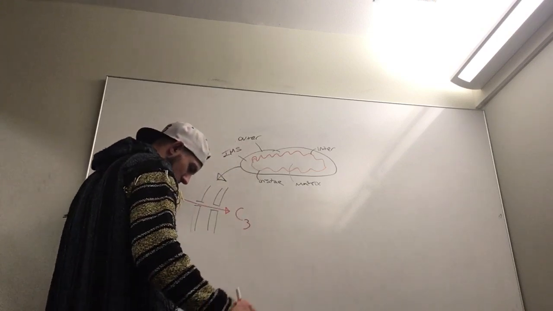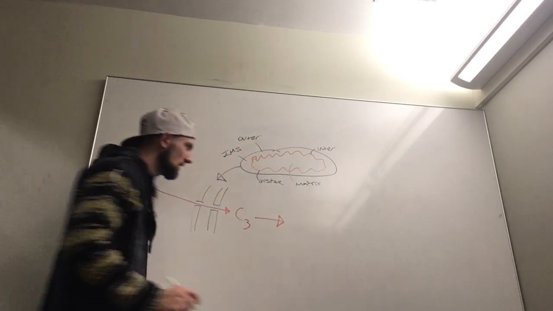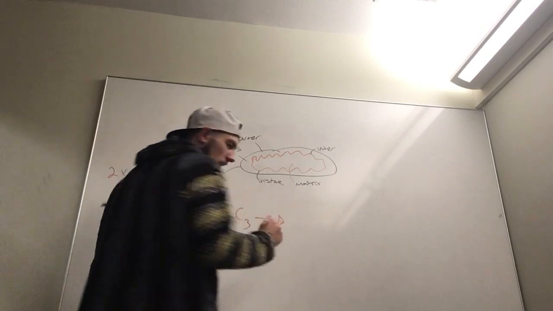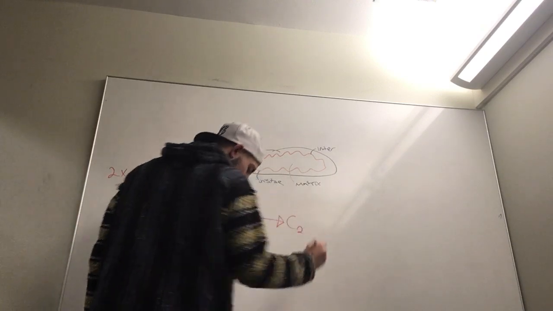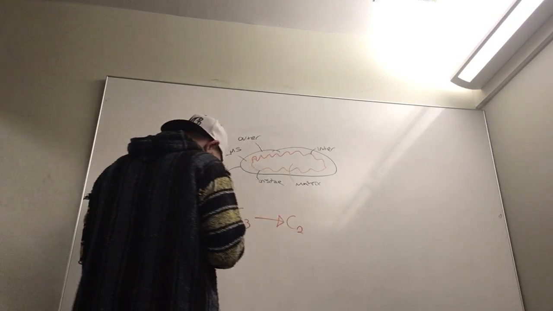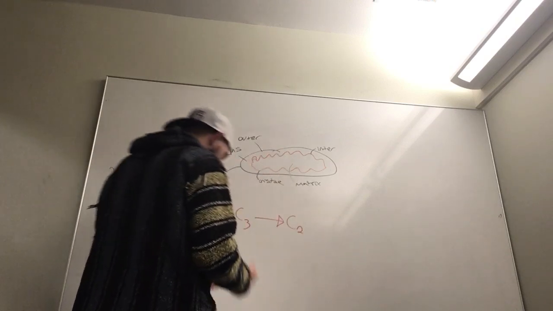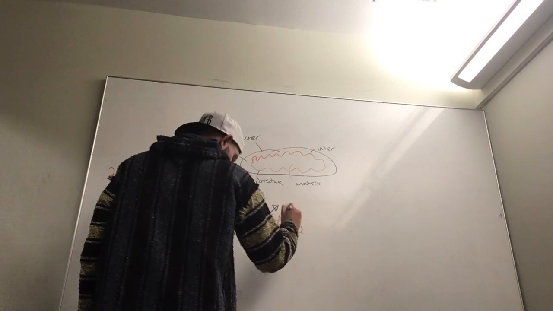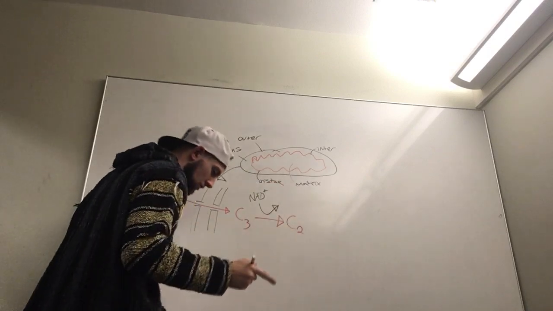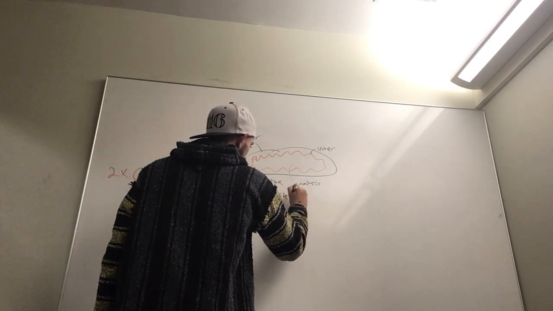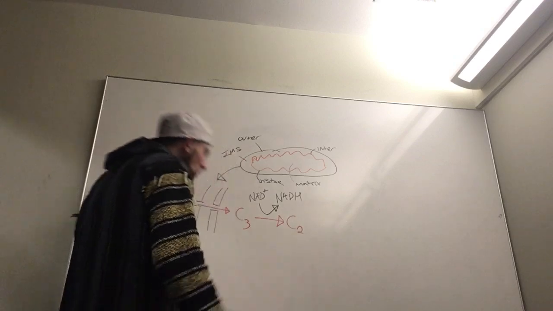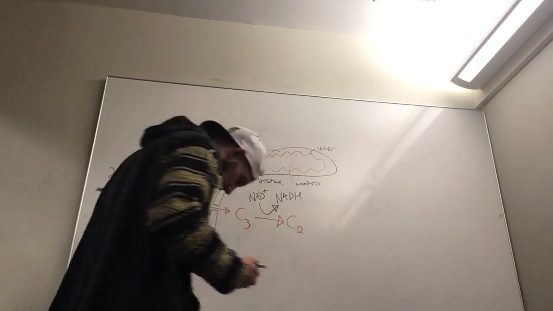Now, when it's in the inner membrane space, it's going to lose a carbon. It's going to turn into C2. Now, there are also a few things that will occur in that process. Bouncing off of it, I'm going to get a different pen. You have NAD+, and it's going to turn into NADH. We call this process pyruvate processing.